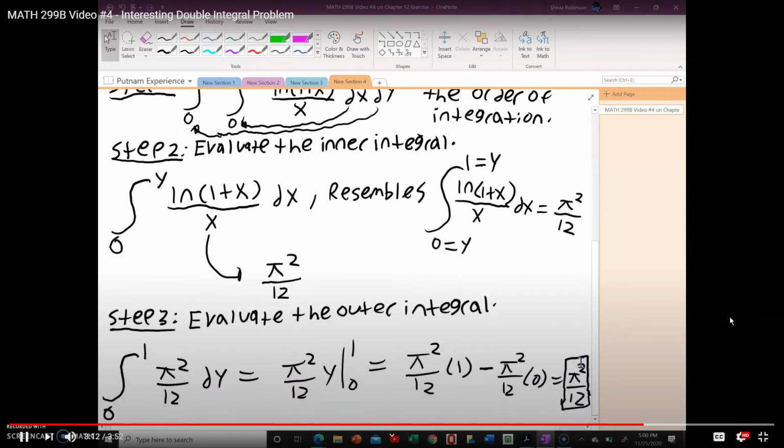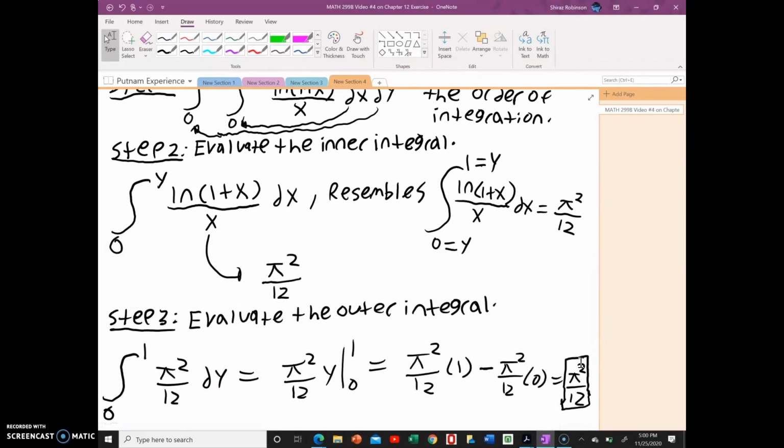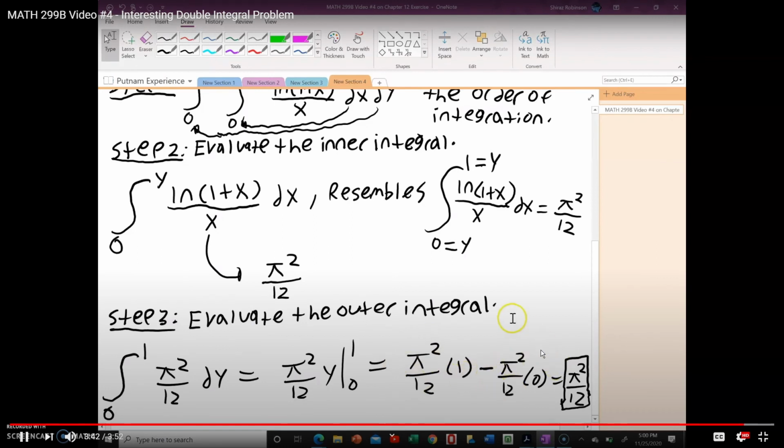So now that I know that the inner integral is pi squared over 12, now I have to integrate that with respect to y. Now that we know that our limit of integration is 0 to 1, I just integrated this with respect to y, and I had pi squared over 12 times y, and then you have 1 and 0. So it's basically b minus a. Pi squared over 12 times 1 minus pi squared over 12 times 0, and I managed to get an answer of pi squared over 12.